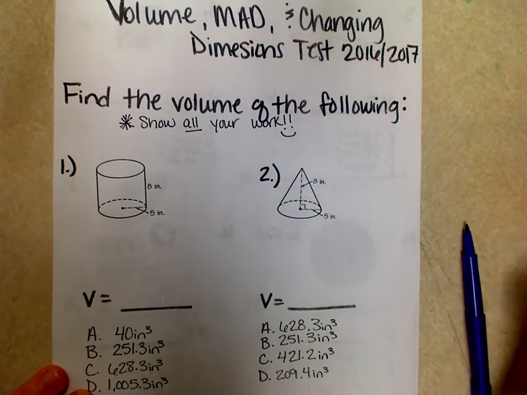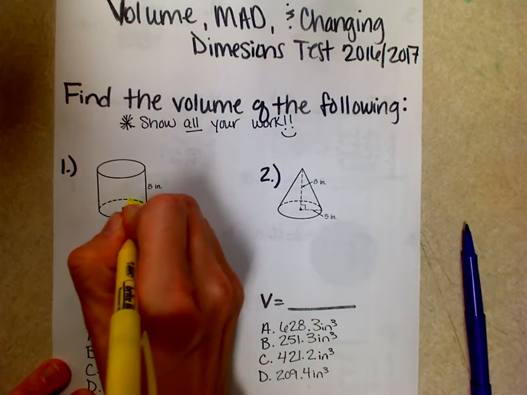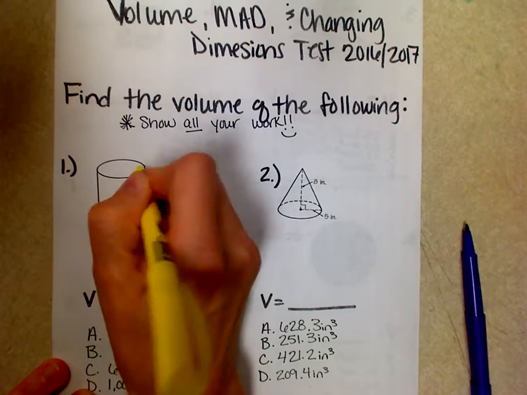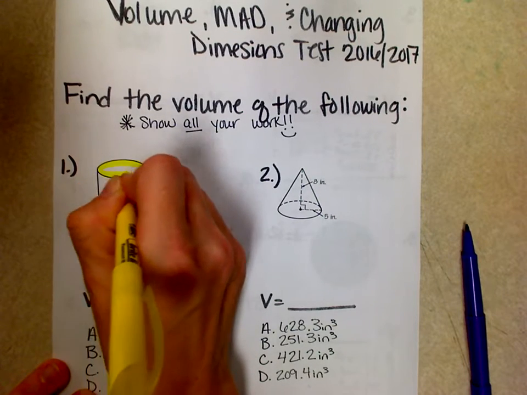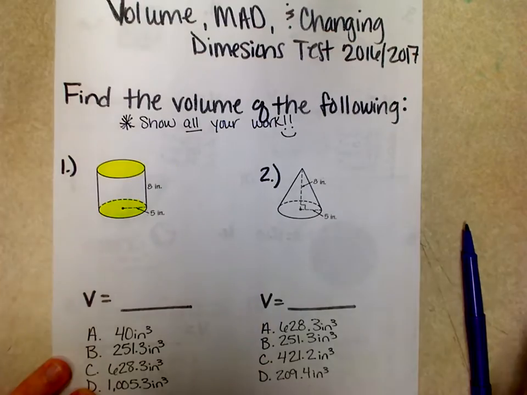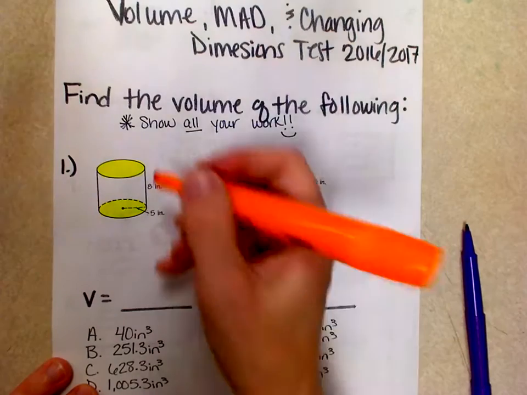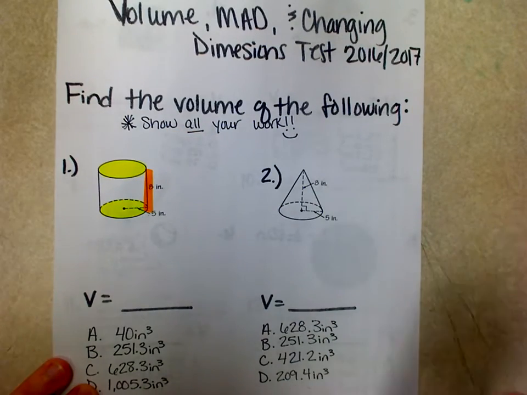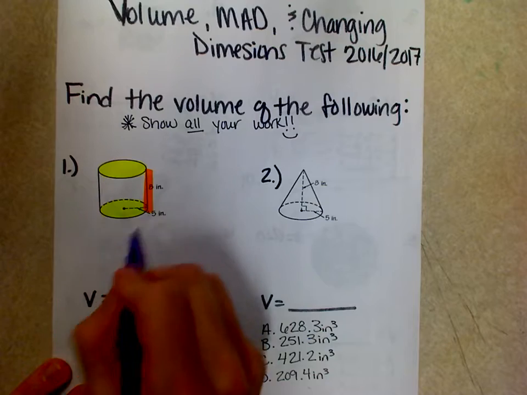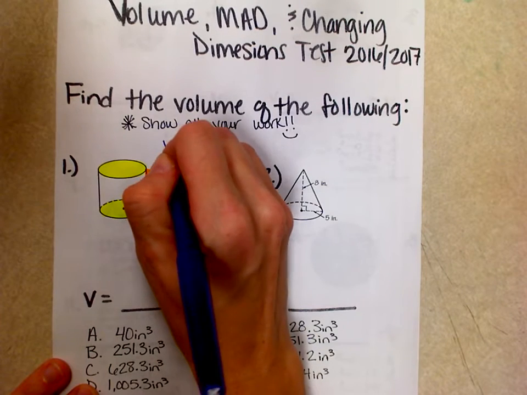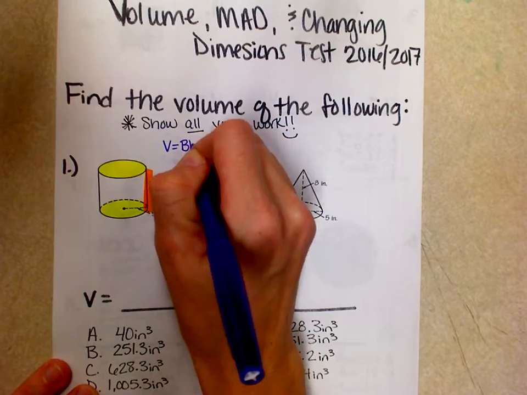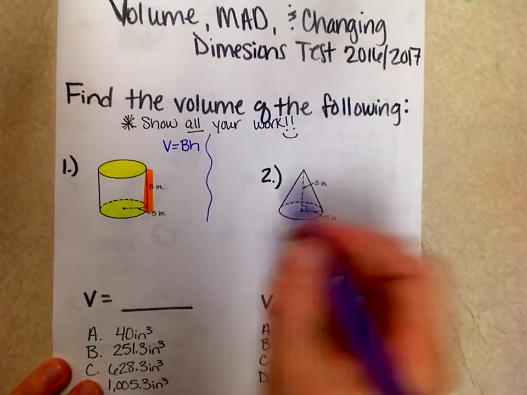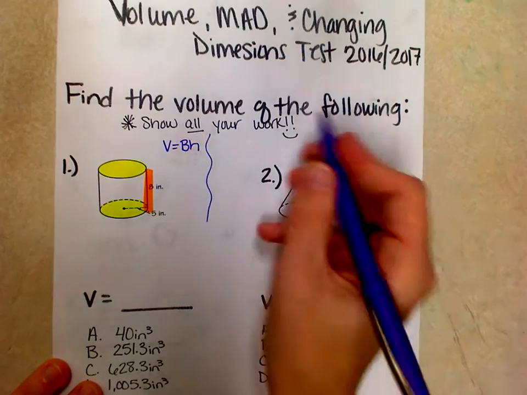So your first step is to highlight your base yellow so that we know what our base is. And in number 1, our base is going to be a circle. And then we're going to highlight our height orange. Okay, so on your formula chart, volume for a cylinder formula is V equals big B times H. And then aside over here, we need to figure out what big B is first.